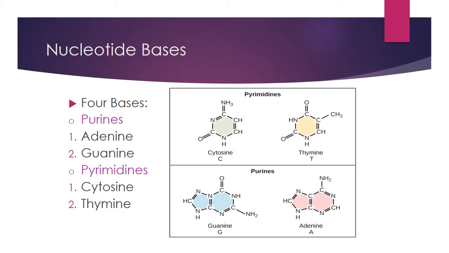Nucleotide bases come in 2 groups, which are purines and pyrimidines. The purines are adenine and guanine. The pyrimidines are cytosine and thymine.